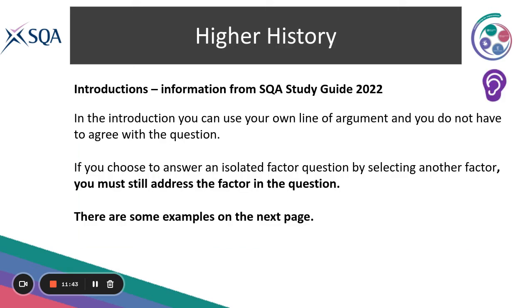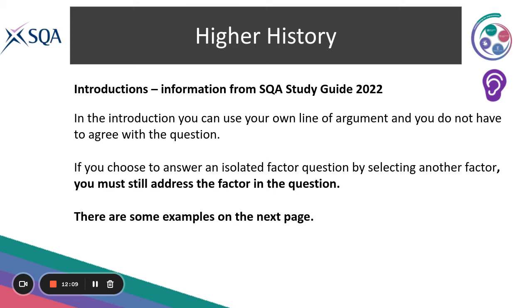So introductions. This information actually came from the SQA Study Guide 2022 and has been slightly adapted in some ways. In the introduction, you can use your own line of argument and you do not have to agree with the question. If you choose to answer an isolated factor question by selecting another factor, you must still address the factor in the question. There will be some examples on the next page, but I just want to go over what an isolated factor question is.